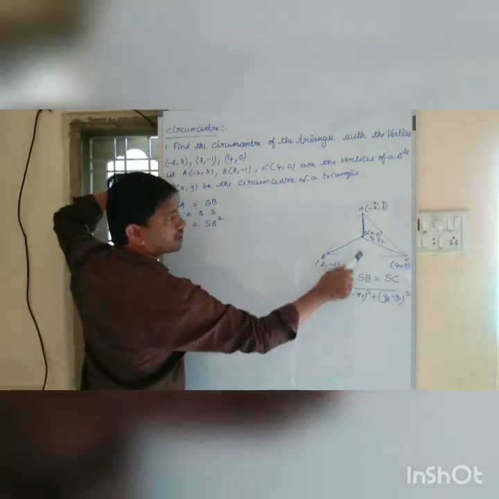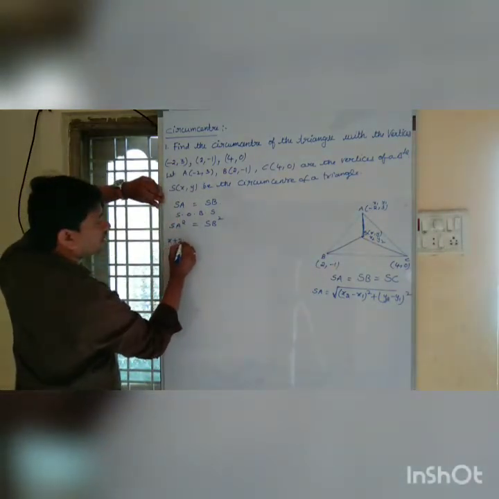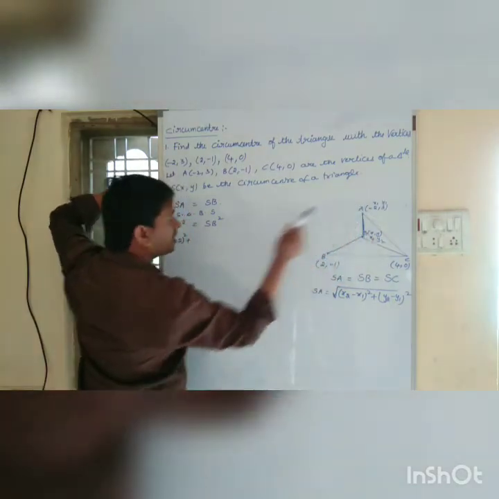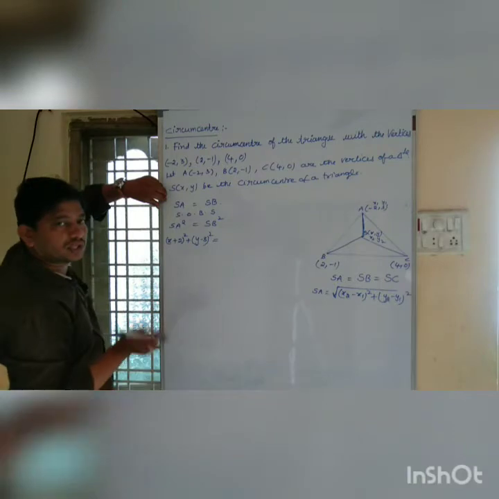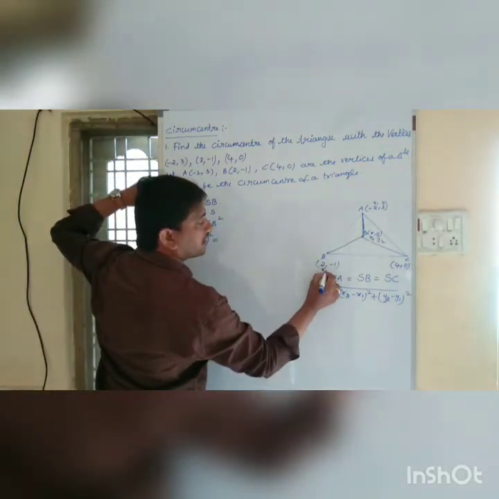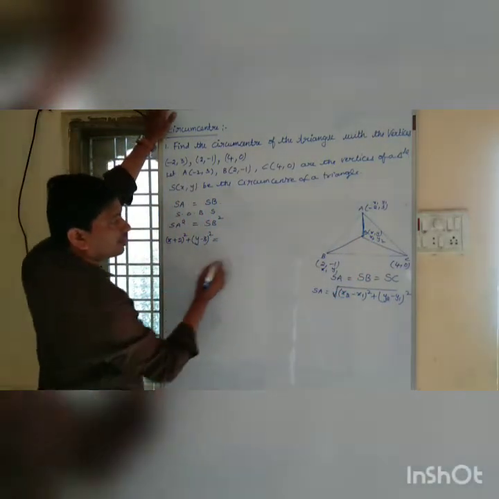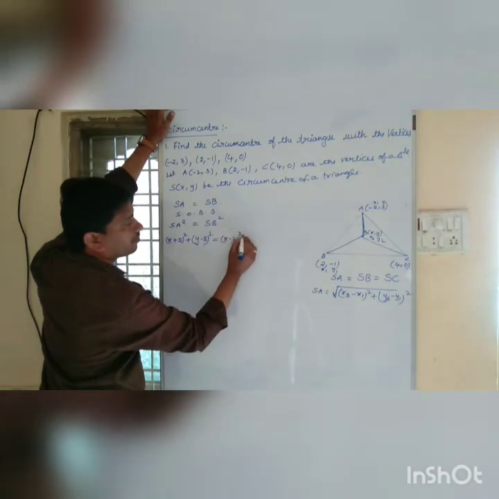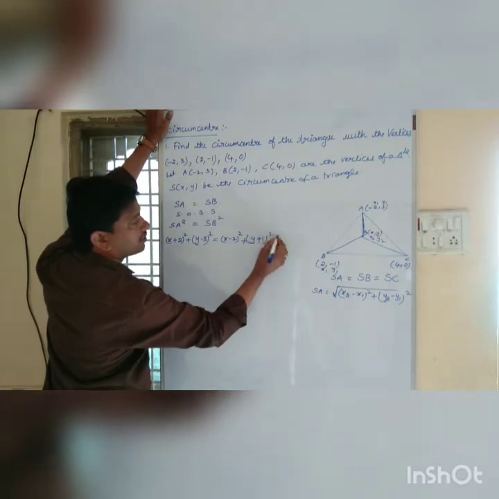x2 minus x1 whole square. I mean x minus of minus 2 whole square. That is x plus 2 whole square plus y minus 3 whole square is equal to, now the distance between S and B. So let it be x1, y1 and this is x2, y2. Right? I mean x2 minus x1 whole square. I mean x minus 2 whole square plus y plus 1 whole square.